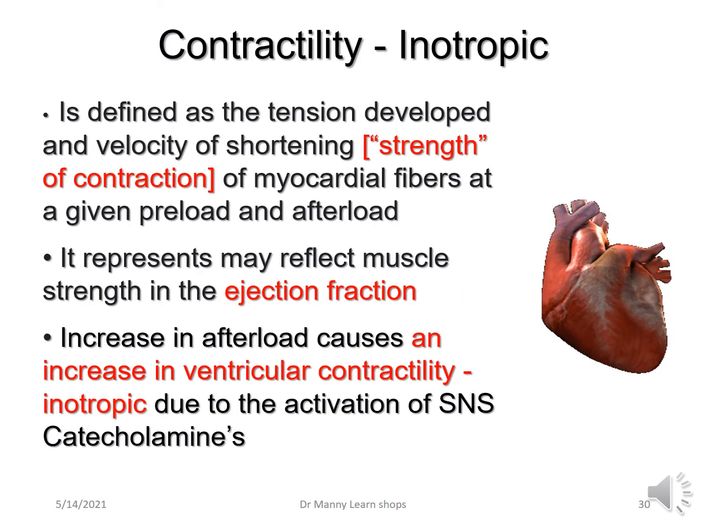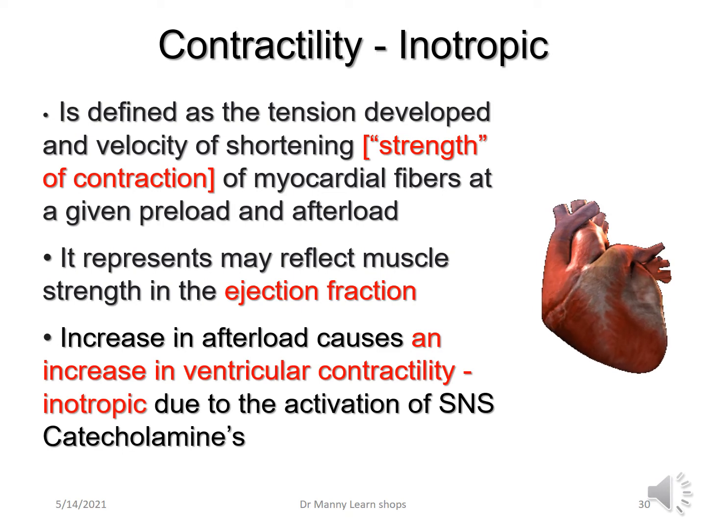Then you've got contractility, which is often referred to as inotropy, or being inotropic. And this is defined as the tension developed and the velocity of shortening or the strength of contraction of myocardial fibers at a given preload or afterload. And basically it just reflects or represents muscle strength in the ejection fraction. So increasing afterload causes an increase in ventricular contractility or inotropy. And this is due to the activation of the sympathetic nervous system catecholamines such as epinephrine and norepinephrine.